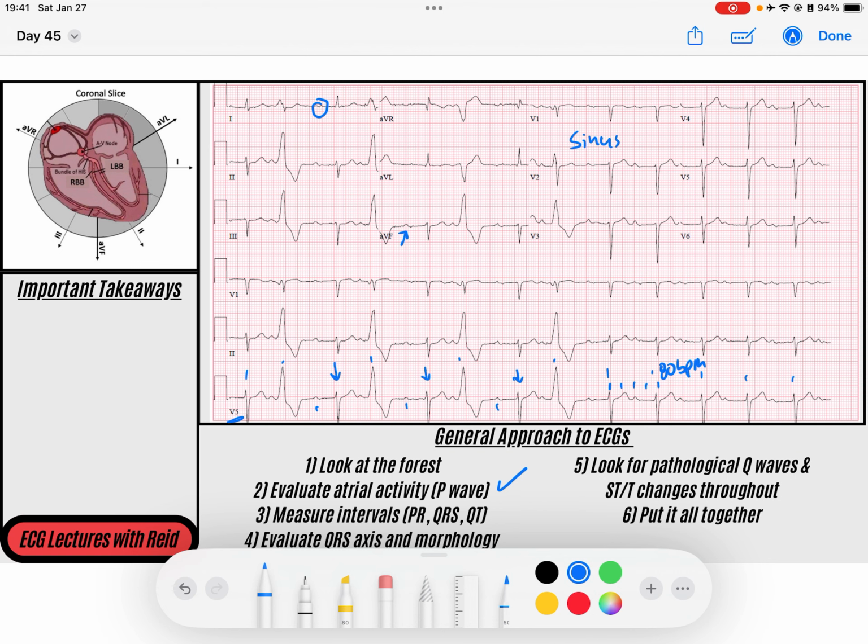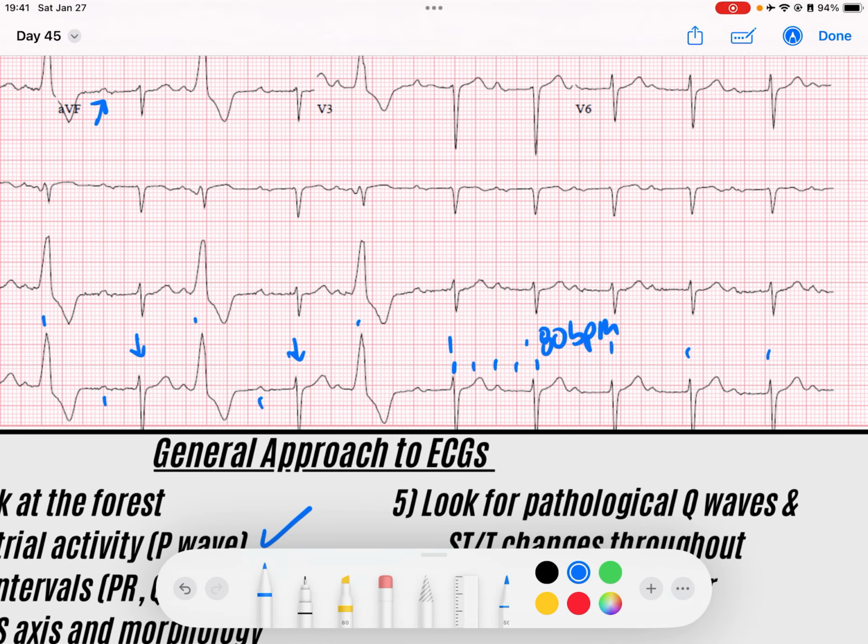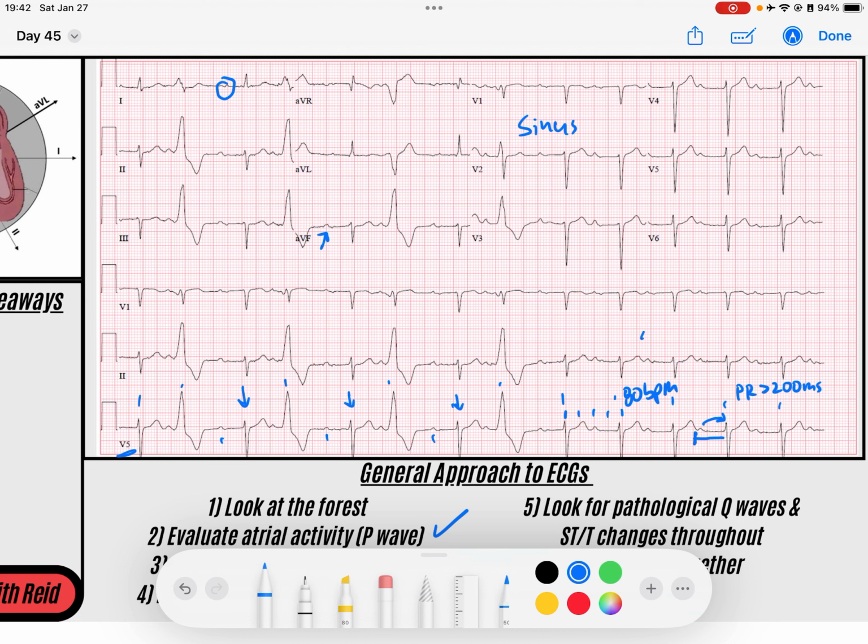Next thing we do is evaluate the next piece of our conduction system, which is our AV node. Our AV node is represented by the PR interval on this EKG. If I zoom in back down here to lead V5, I see that I have P waves that conduct to the QRSs. It appears that those P waves conduct with a PR interval that is greater than 200 milliseconds. And so we know that there is some type of AV block because of that.